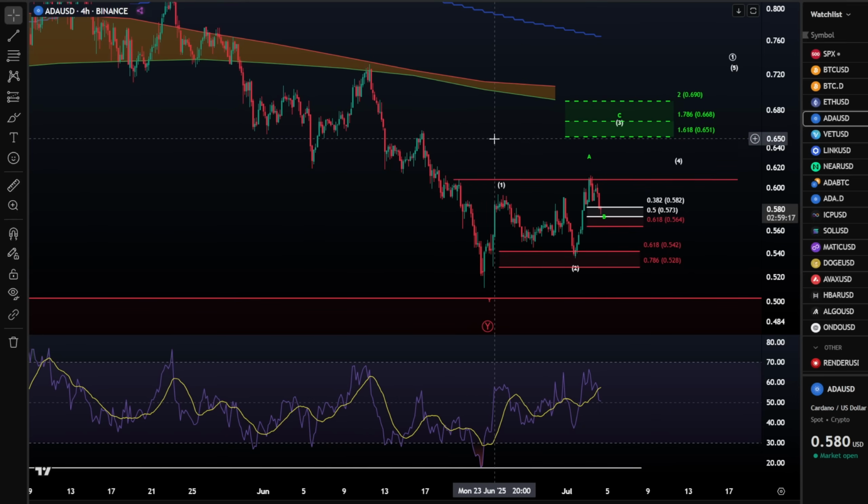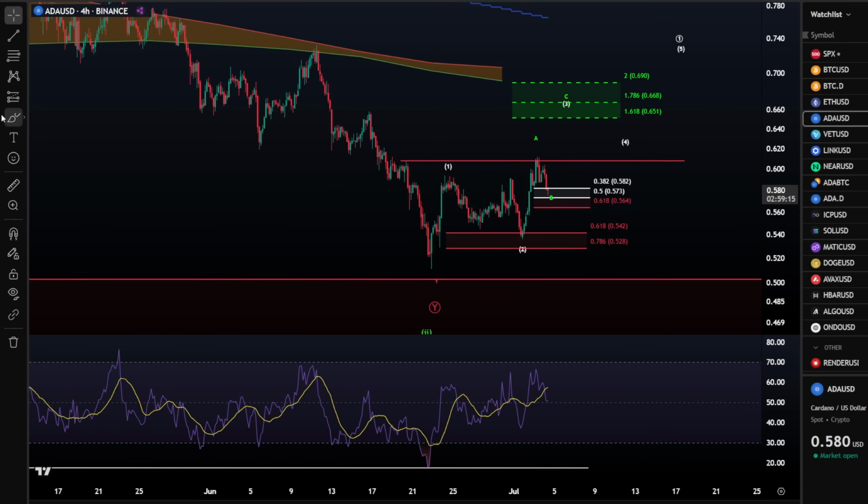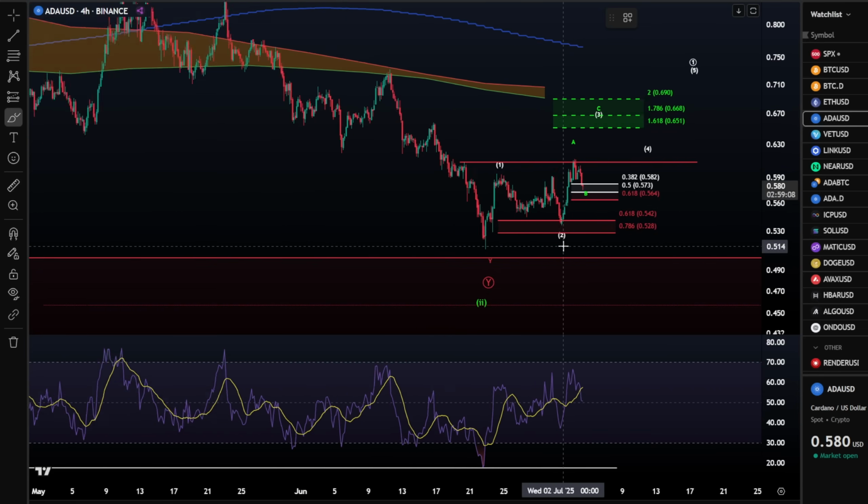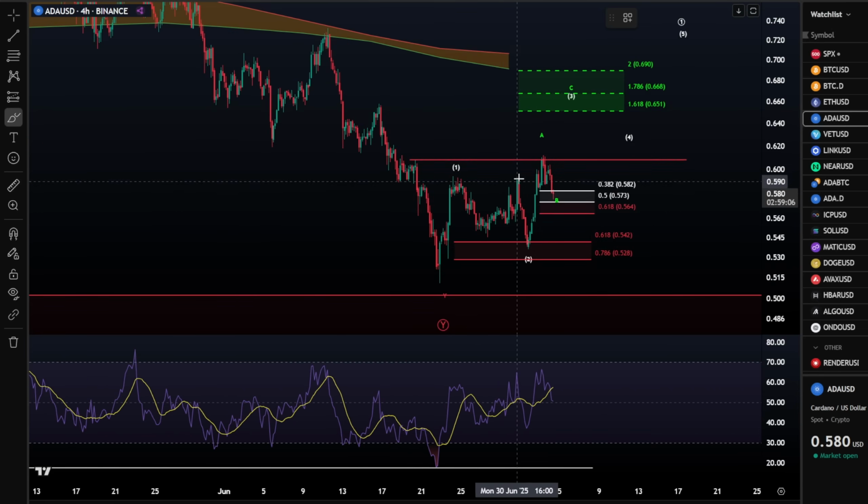And speaking of the daily Discord updates, yesterday we changed the wave count because, well, I did not really like the old one, and we have a new one on the chart which should be a lot more bullish, and let me explain what's going on now.